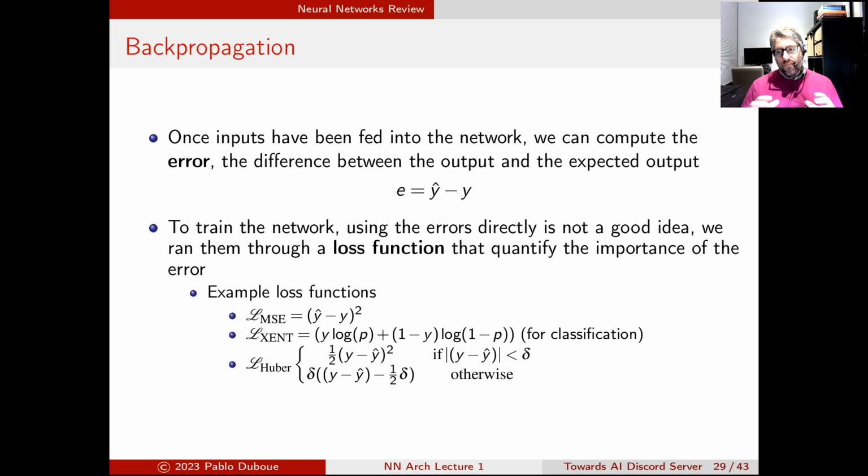So to define the problem of neural network architectures, we need to define the way the neurons are connected, the type of activation functions we use on the neurons, and also the loss function that is being used.